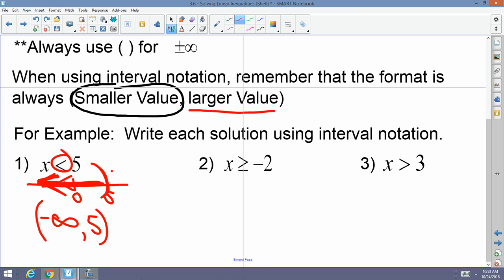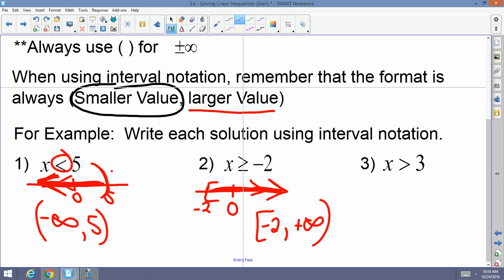Okay? X is greater than or equal to negative 2. Graph it out, boys. Here's negative 2. There's going to be a bracket. It's greater, so I'm going to the right. So this time, what's my smallest value? Negative 2, you darn right. And now I'm going on forever to the positive. So what's my largest value here? Positive infinity. That's it. Parentheses. Why? Because parentheses are always used for infinities.